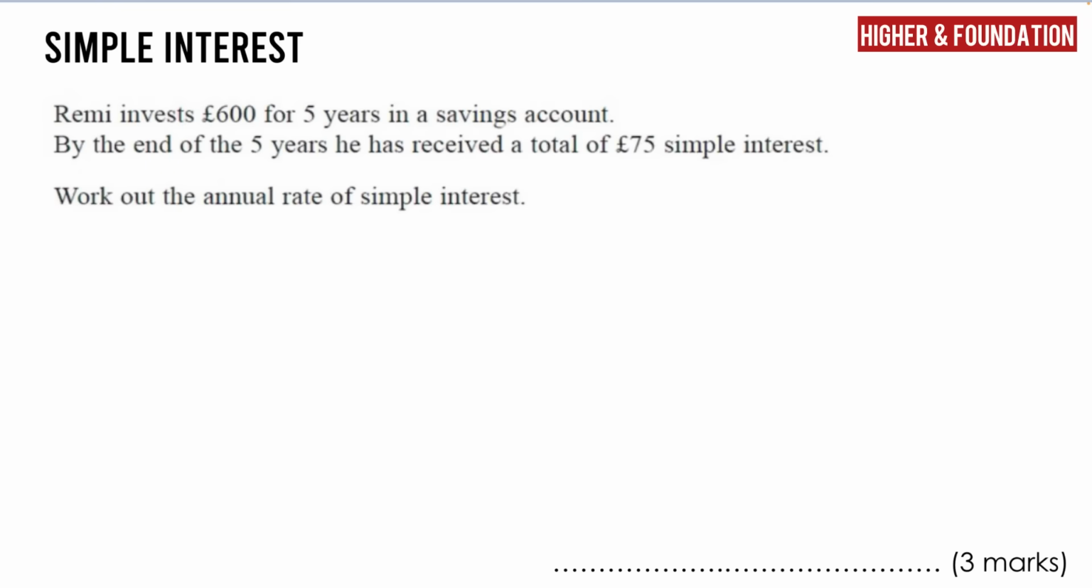So you need to know the difference between simple interest and compound interest. Here we're going to look at simple interest, where we get the same amount of money every single year. So here we had £600 for 5 years and got £75 simple interest. So if we got £75 simple interest, we can do 75 divided by 5, which is £15. So that's the amount of money we got every year.